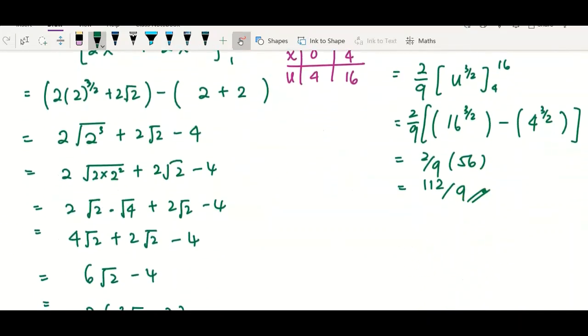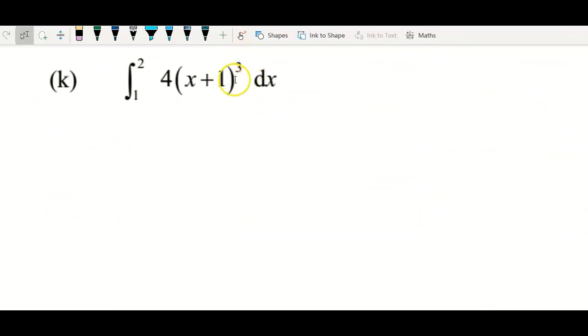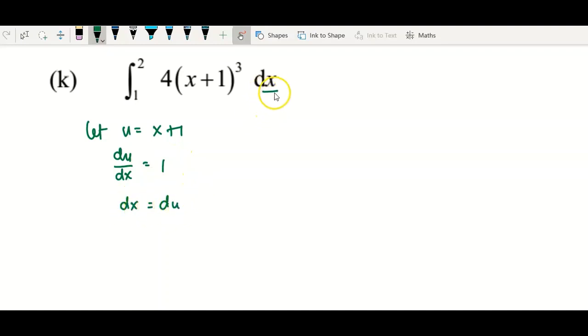This question, because the power is 3, I'm not going to expand and integrate. So I decided to use substitution. We represent u as x + 1. Get your du/dx. du/dx equals 1, meaning that dx later on I'm going to substitute as du. And this x + 1 is going to be replaced by u. The 4 is just a coefficient, no problem.